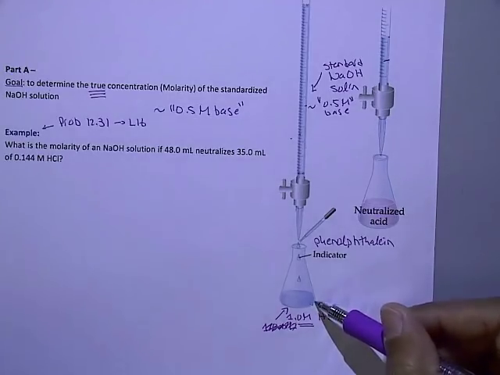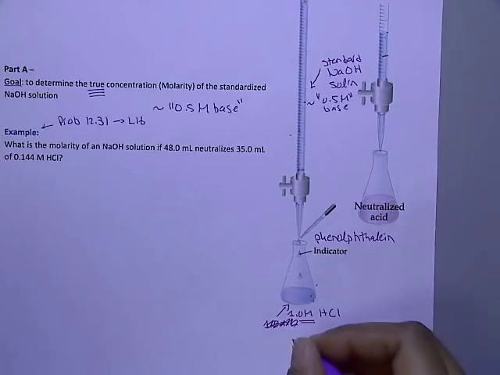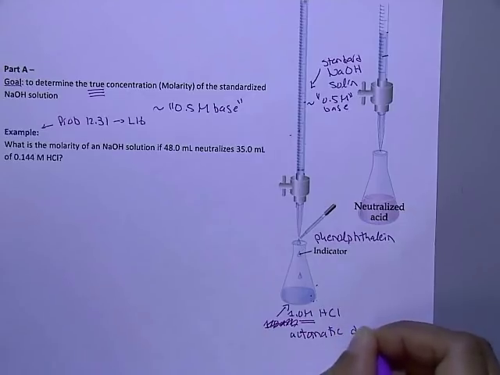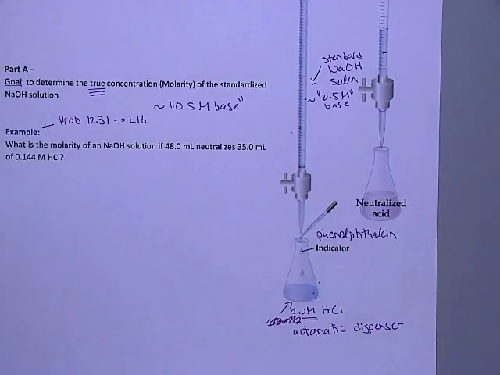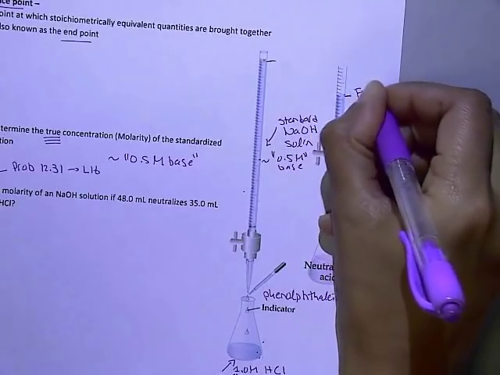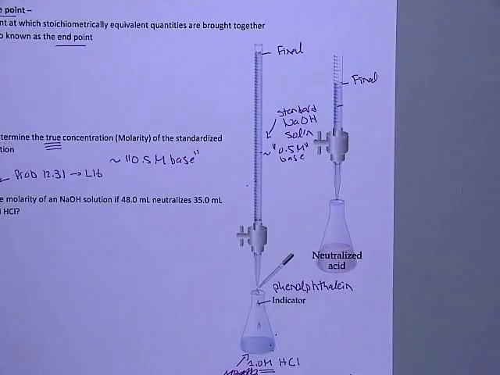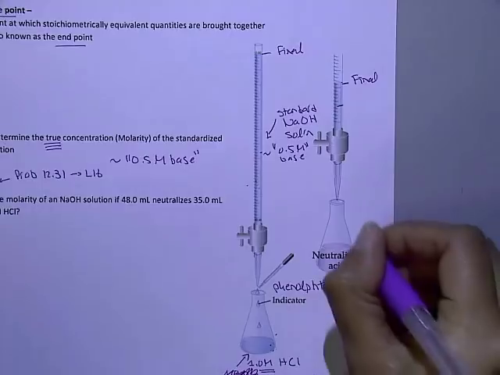We have a known concentration of acid in here with a known amount of acid because we're using automatic dispensers. And these automatic dispensers are set to precisely the volume that we want to use. After titration, you've read your initial burette reading. Now you're at a final burette reading. So now you can calculate the volume of base used to neutralize your acid. So this is what titration is.